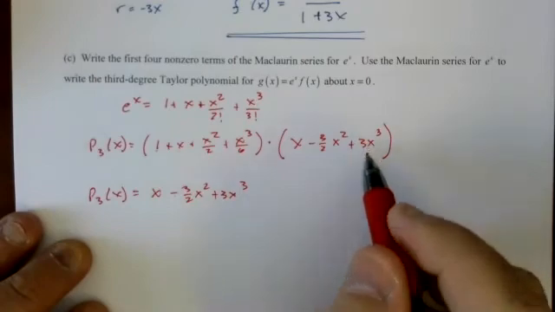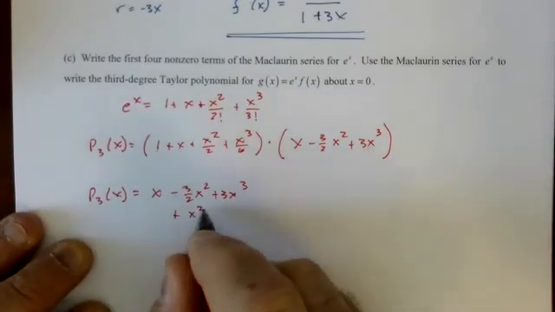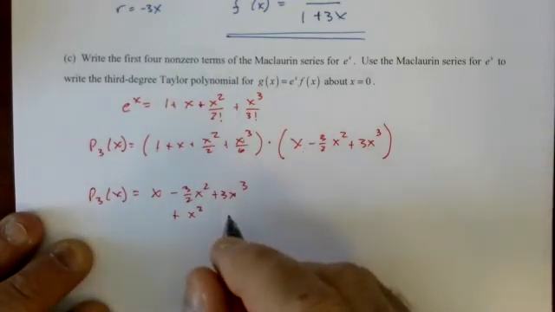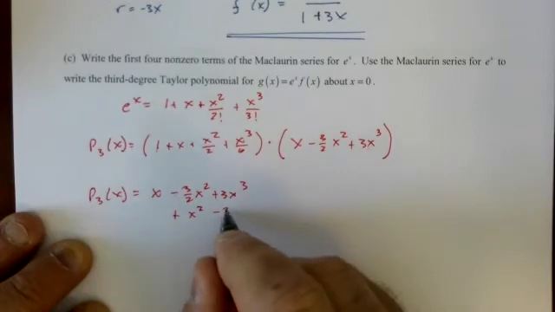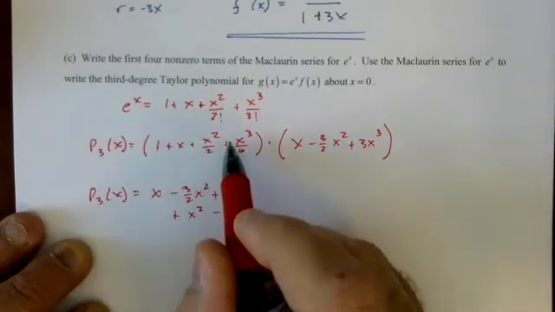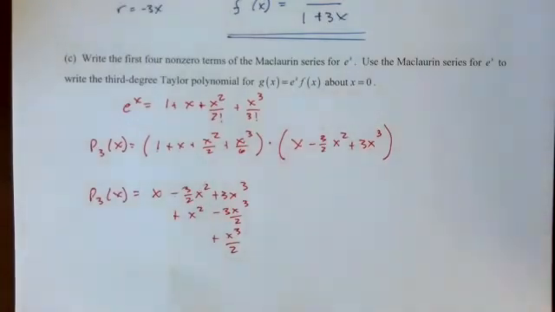Now the x, I don't have to do the last one, plus x squared minus 3x to the third over 2. Now this one, I only need the first term, plus x to the third over 2.